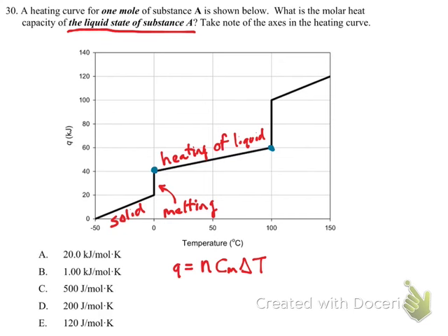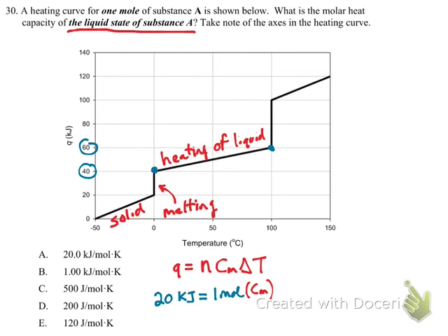Okay, so first things first, how much heat did we add in this interval? So we went from 40 kilojoules up to 60 kilojoules. So that means that the heat added in, the Q, was 60 minus 40, which was 20 kilojoules. Okay. For n, we were told in the problem stem that this is 1 mole of substance A. It's the Cm that we're solving for. So this is the variable that we want to find.